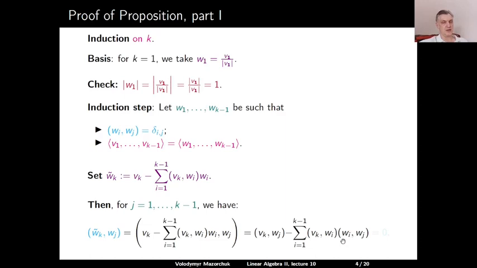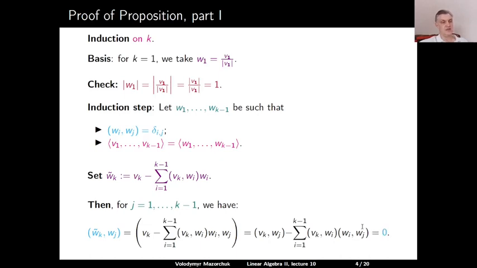is equal to j. So in all this sum, there is only one non-zero summand, and this corresponds to i being equal to j. In that case, wi and wj, their scalar product is 1, so this factor just disappears, and we are left with vk scalar product with wj. So this summand and this summand, they cancel, and we get 0.